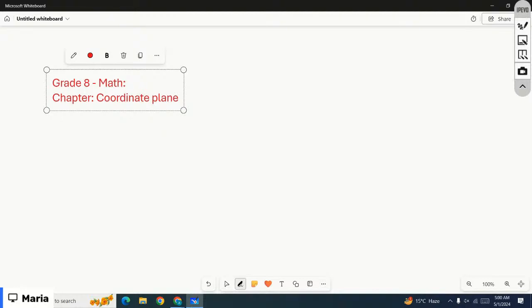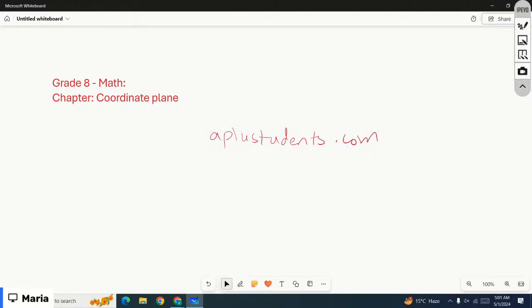We are here for grade 8 math. You can find all the lessons on aplusstudents.com. You have to log in there using your email address, and the password is provided by the administrator. Then you have to select math from the subject tab, scroll down to grade 8 and then click on view all lessons. So there you can find a list of the chapters.